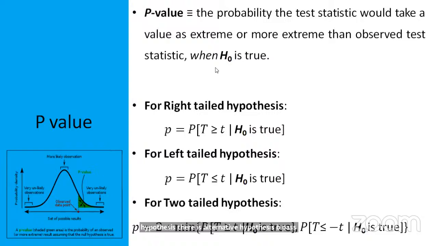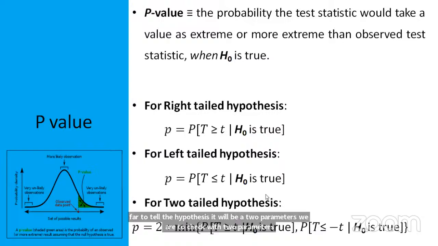Okay. So for a right-tailed hypothesis, P equals P of T greater than or equal to T, where H0 is true. For a left-tailed hypothesis, P equals P of T less than or equal to T, H0 is true. For a two-tailed hypothesis, we have to check with two parameters, which means your p-value is 2 times the minimum of the left-tailed and right-tailed values. Okay.